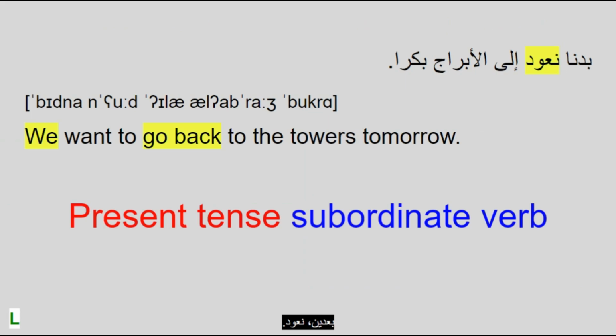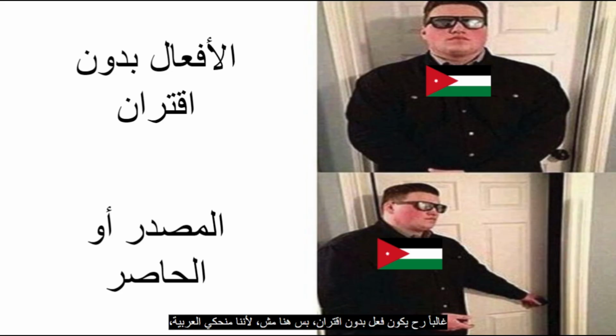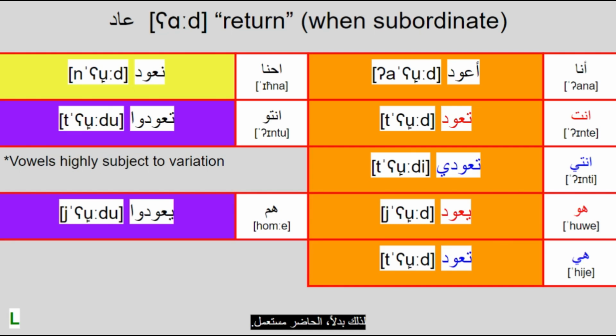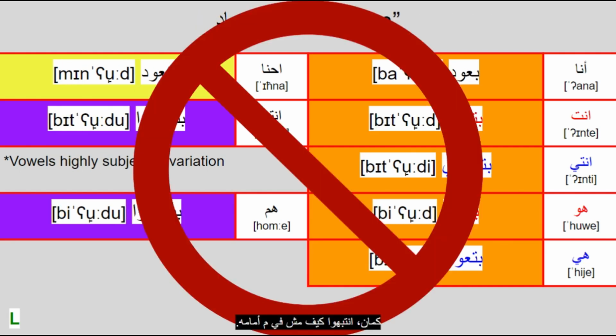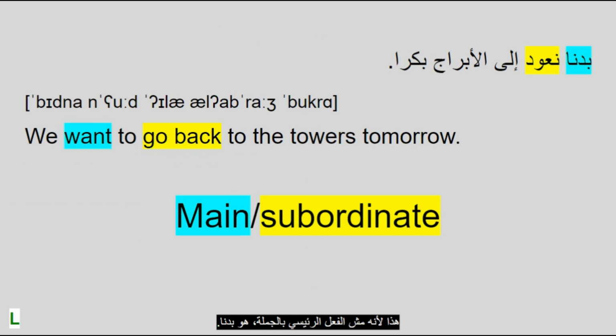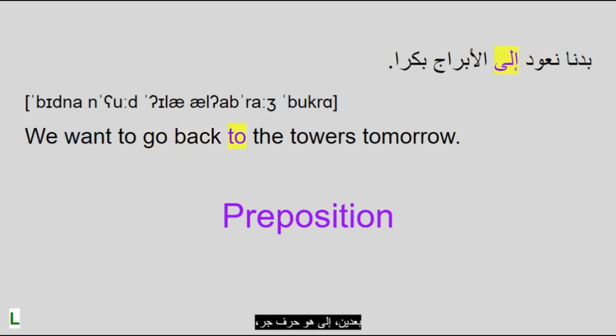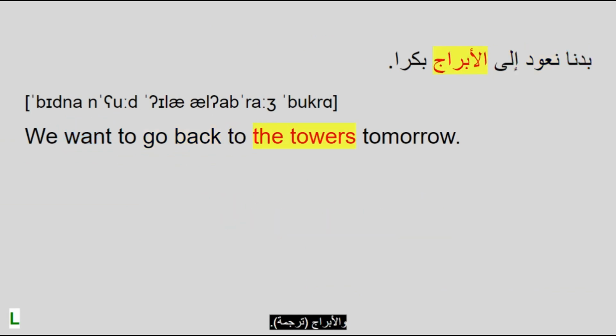Then, na'ud means we go back or we return. This would often be an infinitive verb, but here it's not because this is Arabic, so instead the present tense is used. Also, notice how there's no mim in front of it. This is because it's not the main verb of a sentence, that's bidna. Next, ila is the preposition meaning to, like in the direction of, and al-abraj means the towers.